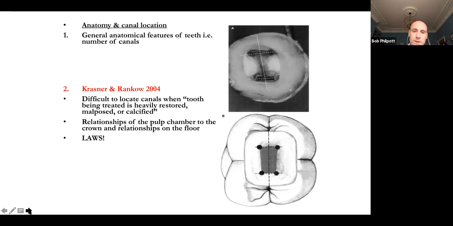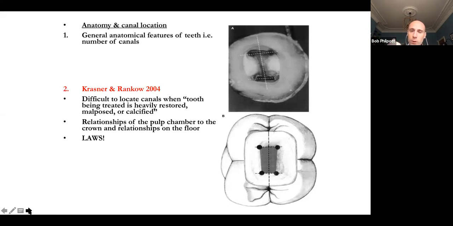And the laws of orifice location really talk about the idea that the canals are located at the junction of the wall and the floor. That's really the important part, that they're kind of at that point. So what we take out of that in terms of practice is, number one, don't go too deep. Look at the darkness of the pulp chamber floor.